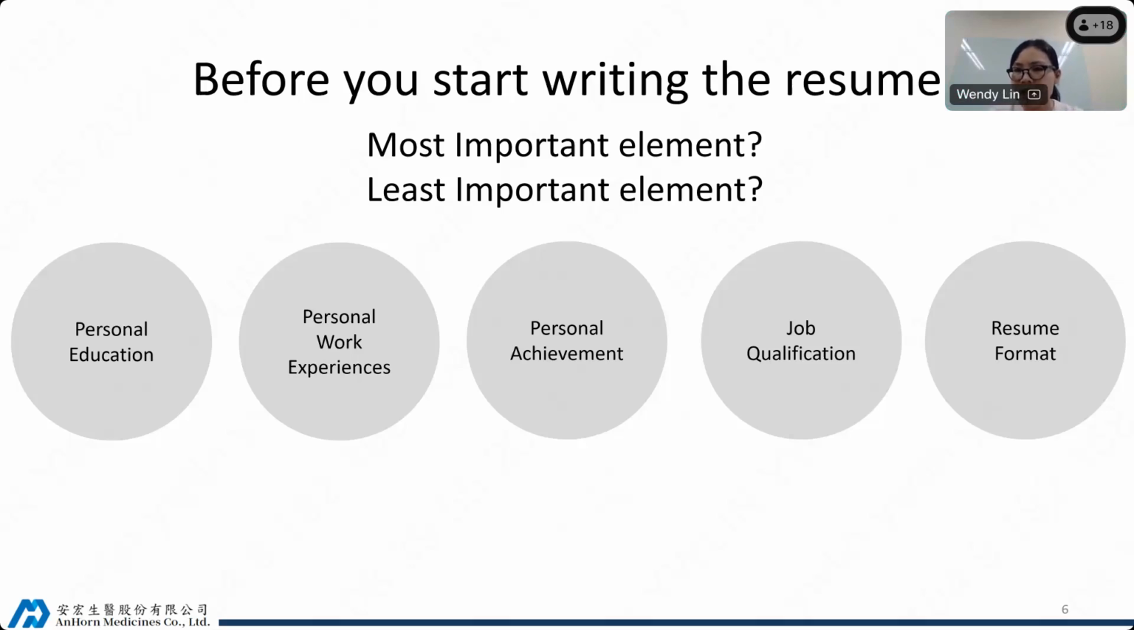Okay, another classmate mentioned that personal achievement is the most important element. It depends on the position that we are applying for. Yeah, it does depend on the position that we are applying for. But in general, what would be the most important element? Personal work experience. So it seems that personal work experience is the one most people will put at the highest weighting. Then let's move on to the next question.